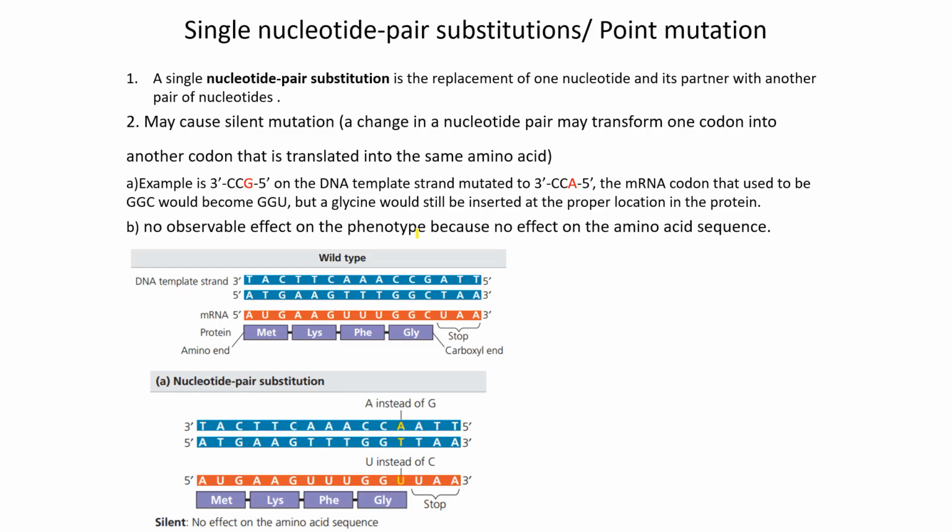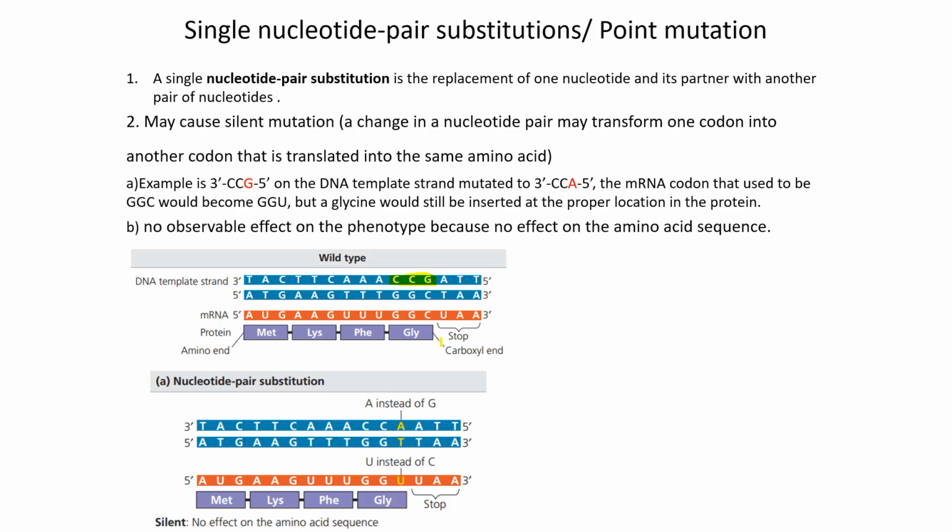Silent mutation is a change in a nucleotide pair that may transform one codon into another codon that is translated into the same amino acids. Example is we have CCG, as you can see from here in the original DNA strand. Over here we have CCG on the DNA template strand mutated to CCA.